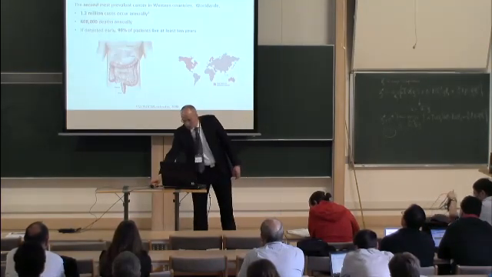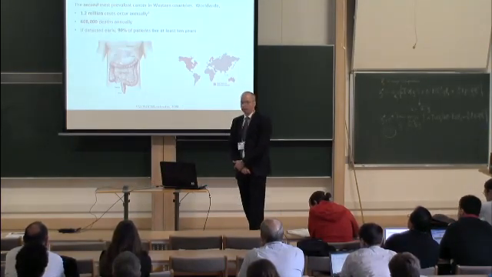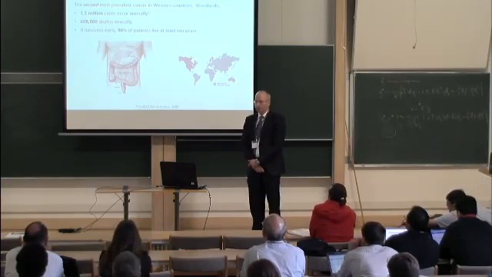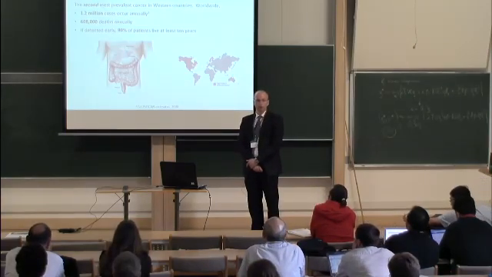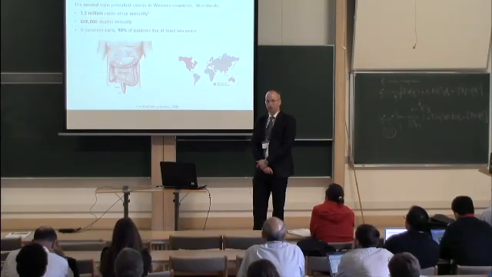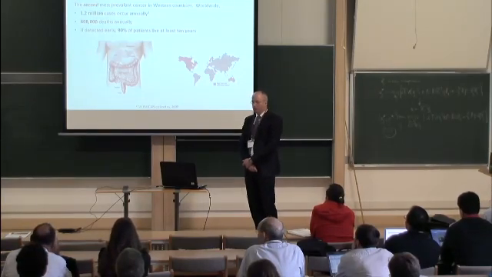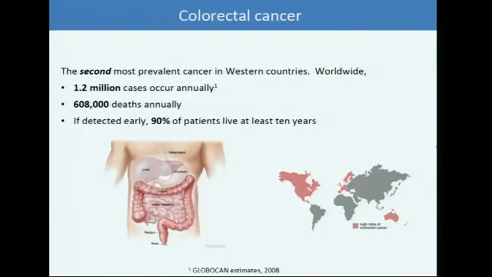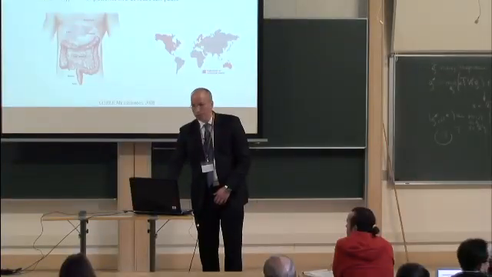So first let me talk a little bit about colorectal cancer. It's the second most prevalent cancer in Western countries, and worldwide accounts for 1.2 million cases annually, as well as over 600,000 deaths per year. The good news about colorectal cancer, if there is some, is that if it's detected early, 90% of the patients will live at least 10 years. So what I want to impress upon you is that this is a major world healthcare problem.